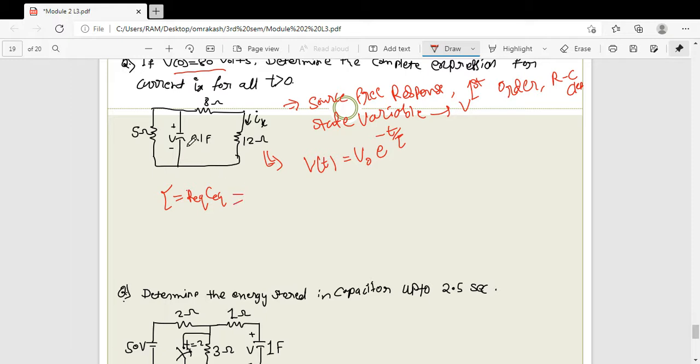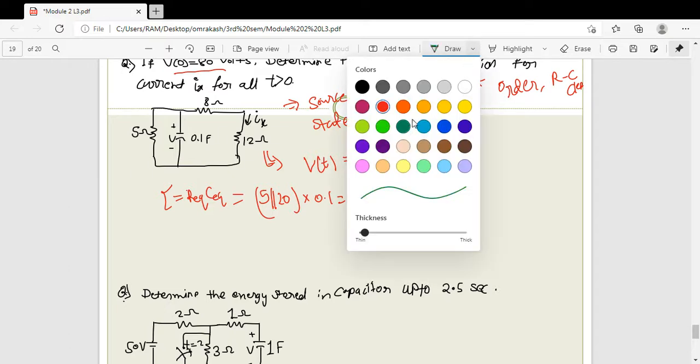Now observe, what is the R equivalent? These two elements are connected in series, so 8 plus 12 is 20. This 20 is connected in parallel with this 5 ohm resistance. So 5 ohm parallel with 20 ohm, multiplied by the capacitor, which is 0.1 microfarad. When you solve this, you will get 0.4 second. Now put that 0.4 second into your main equation.